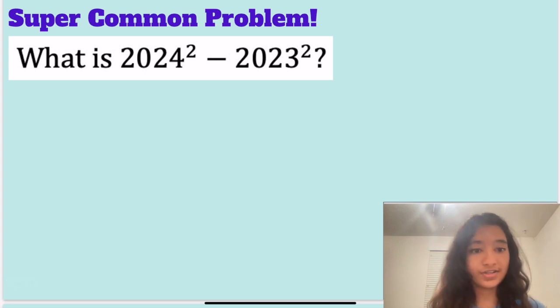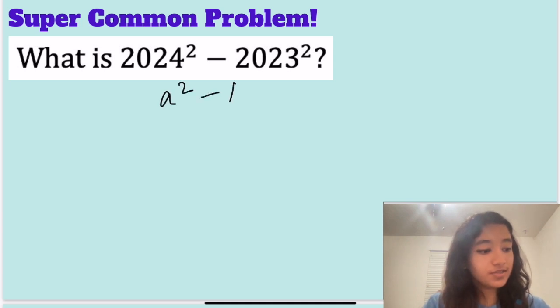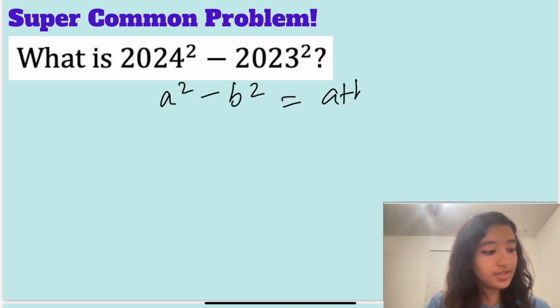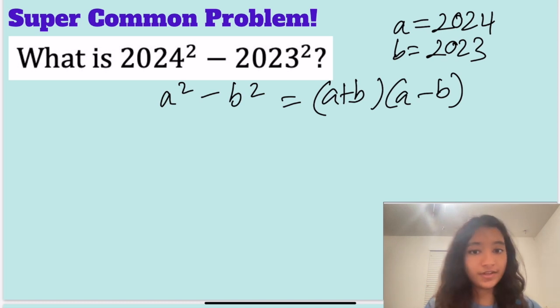First, for a simple problem, you usually won't get it in this form, but it's good to just know things like this. So what is 2024 squared minus 2023 squared? This is in the same form that we were just looking at. A squared minus b squared is equal to a plus b times a minus b, except in this question, a is equal to 2024 and b is equal to 2023. So we can just substitute those values in.